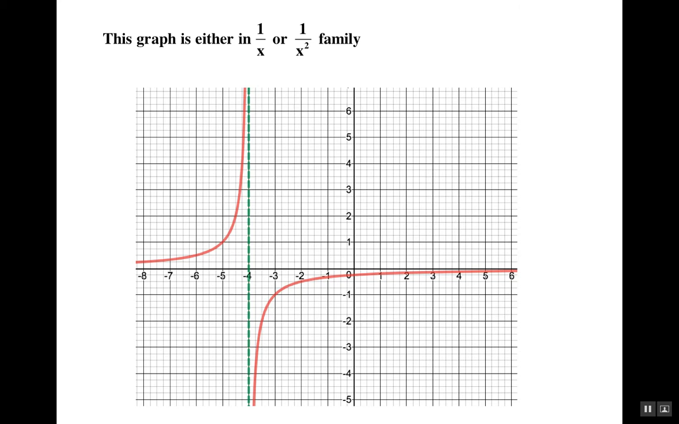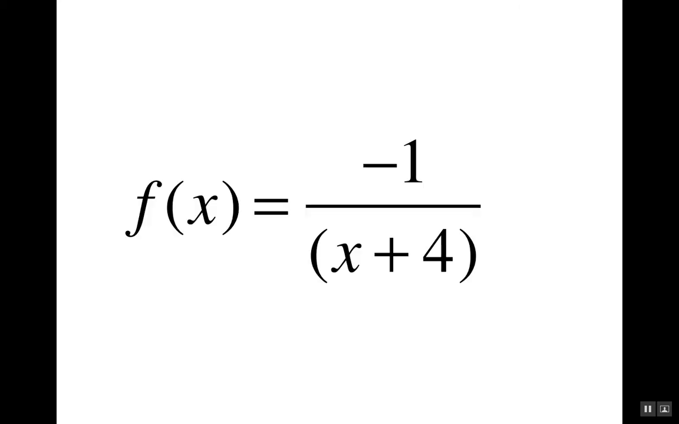This graph is in the 1 over x family. It has been reflected across the x-axis and moved to the left 4 units. The reflection is accounted for by the negative sign and the moving to the left by adding 4.